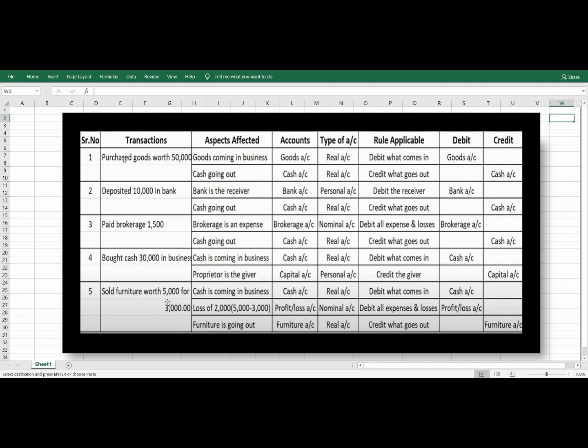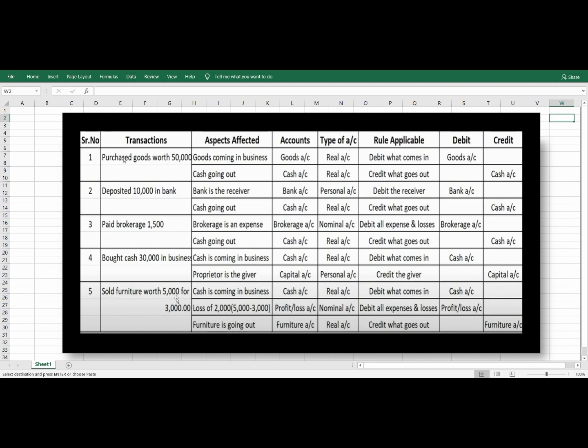Sold furniture worth 5,000 for 3,000. Here I can see three aspects. First is furniture, second is cash. The third aspect is a loss, which I can clearly see, that the asset or the furniture of 5,000 is being sold for 3,000. So comparatively there is 2,000 worth of loss over here. So the three accounts affected are cash account, profit and loss, that is the loss account, and furniture account.